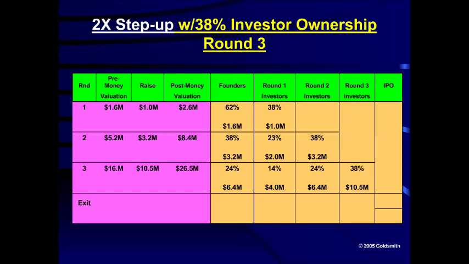Note, again, that the founder's percentage of ownership has gone from 38% to 24%, and their equity value has doubled again from $3.2 million to $6.4 million. Round 1 and 2 investors' equity shares have decreased in percentage and increased in value.